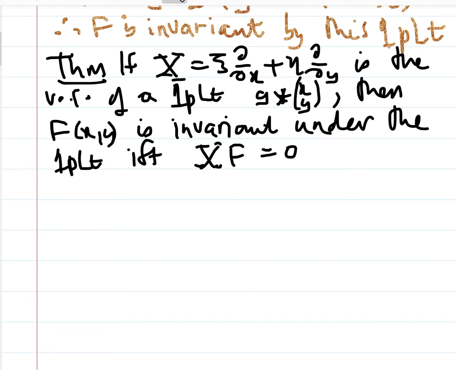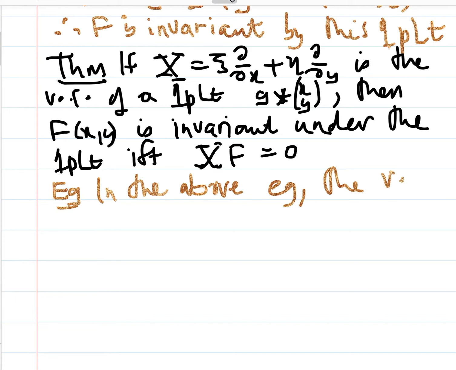So here's an alternative way of checking whether a function is invariant under a given vector field. So in the above example of rotation, the vector field, the tangent vectors, are given by xi is minus y, so it's minus y d dx, and eta is x, so it's x d dy.